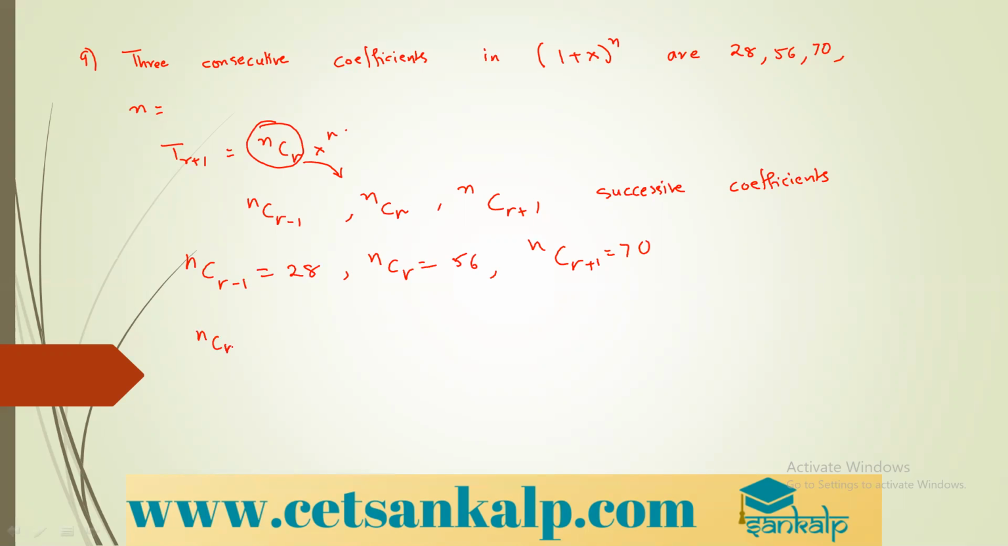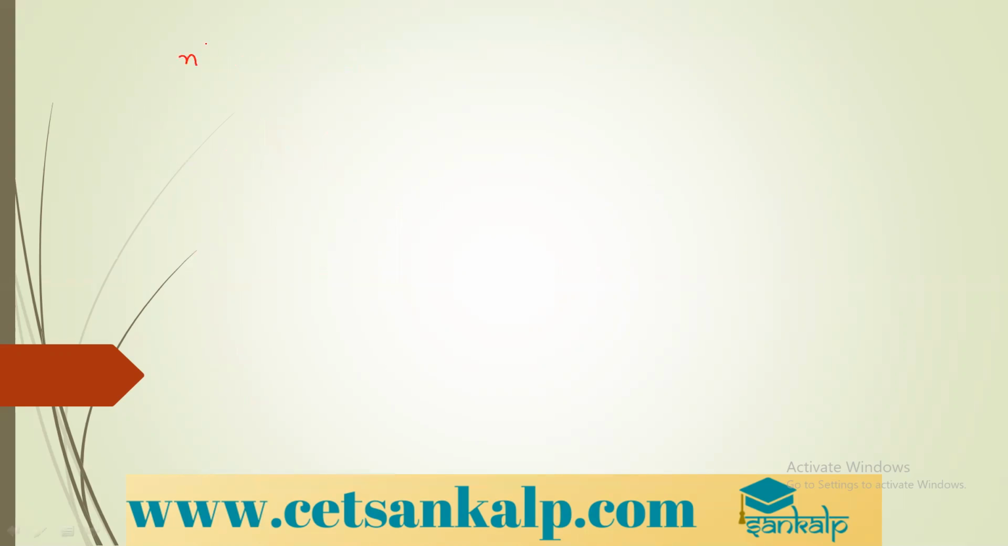For example, if I take nCr by nCr minus 1, that means I'm taking 56 by 28. And so what will I get? nCr is n factorial by r factorial into n minus r factorial, nCr minus 1 is n factorial by r minus 1 factorial into n minus r plus 1 factorial. 56 by 28 is 2. I can cancel n factorial.